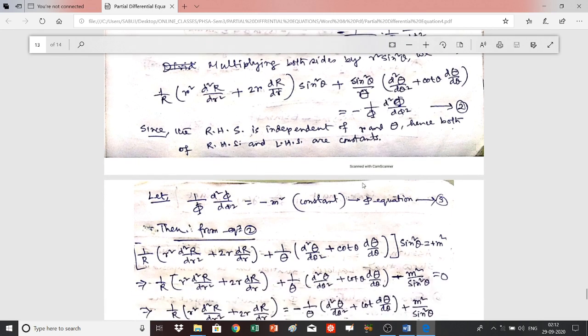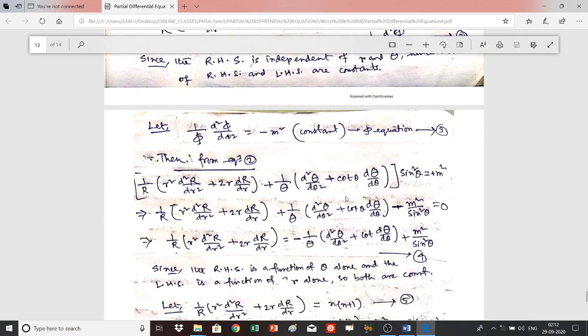Then from equation number 2, you can write 1 by r square d2r by dr square plus 2r dr by dr plus 1 by theta d2 theta by d theta square plus cos theta d theta by d theta into sin square theta. Here sin square theta is taken as a common term, that is equal to minus 1 by phi d2 phi by d phi square, that is equal to m square. So all these terms are here, and this sin square theta is divided into m square, and that has been taken to the left hand side, so m square by sin square theta.